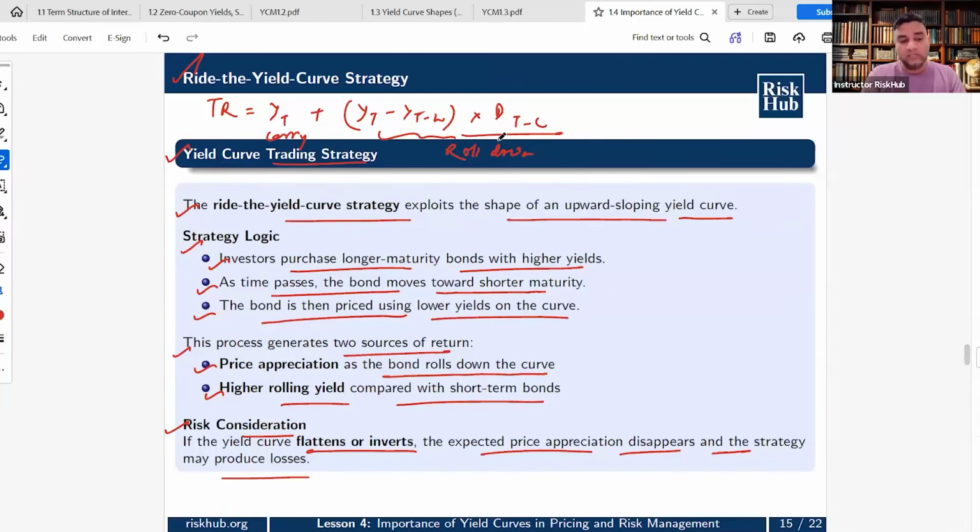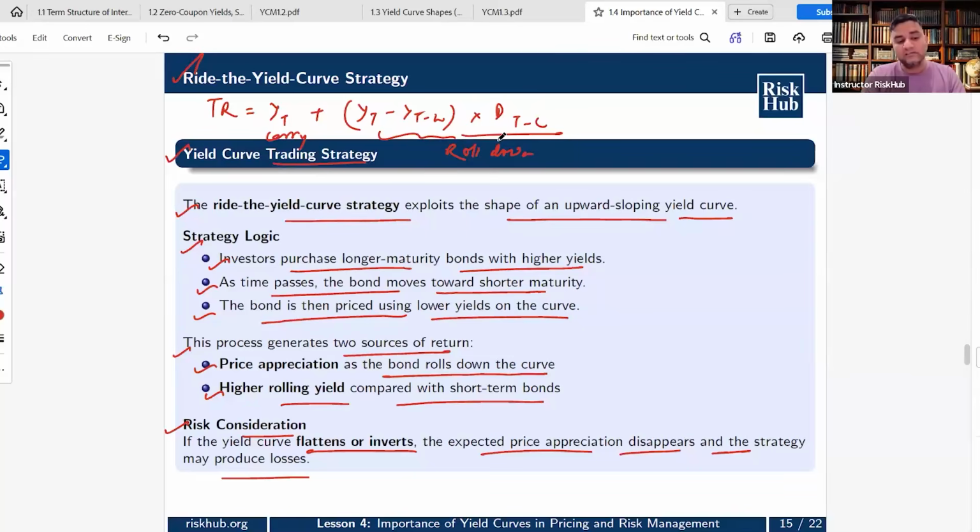Y sub T is the yield at the original longer maturity. H is the holding period. Y sub T minus H is the yield at the shorter maturity reached after holding. D sub T minus H is the modified duration of the bond at the shorter maturity. It is used to separate the income part of the return from the shape part.